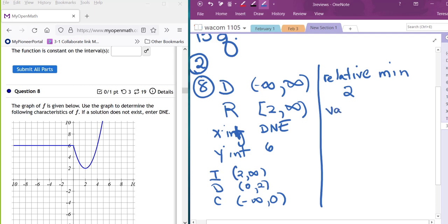And the value of it is also 2, but it's the y. So this is the y coordinate, this is the x. Where is it? Is x. The value of it is the y. This one does not have a relative max because you don't ever use an endpoint. So the relative max does not exist.